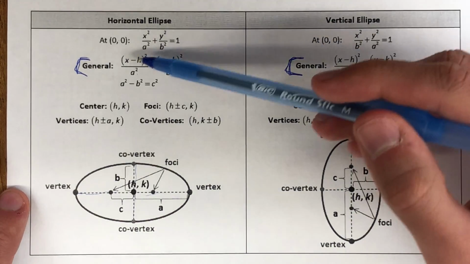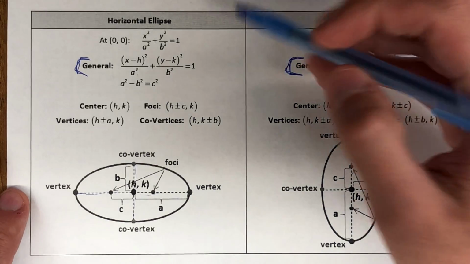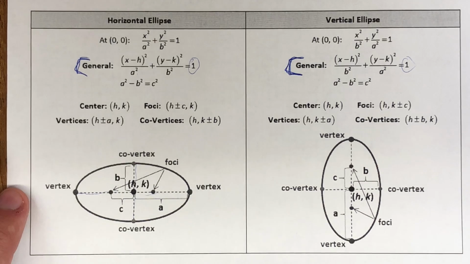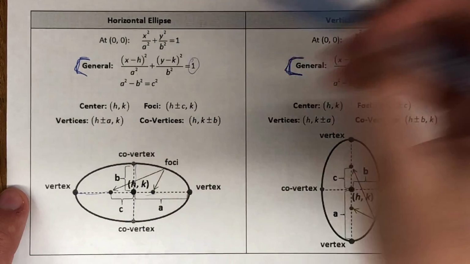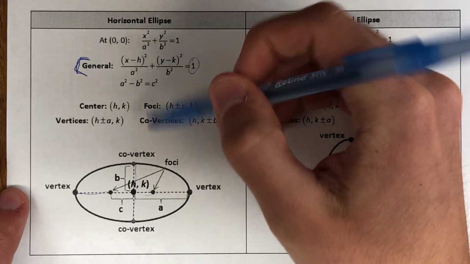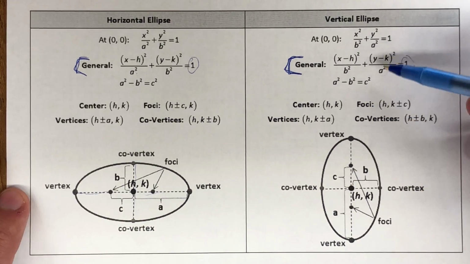In terms of the equation, h, k represents the center. These equations, notice, are always set equal to 1, unlike circles, where your radius is over there. And whichever number is larger tells you whether it's vertical or horizontal. So if your number below x is larger, we would say it's a horizontal ellipse. If your number below y is larger, we would say it's a vertical ellipse.